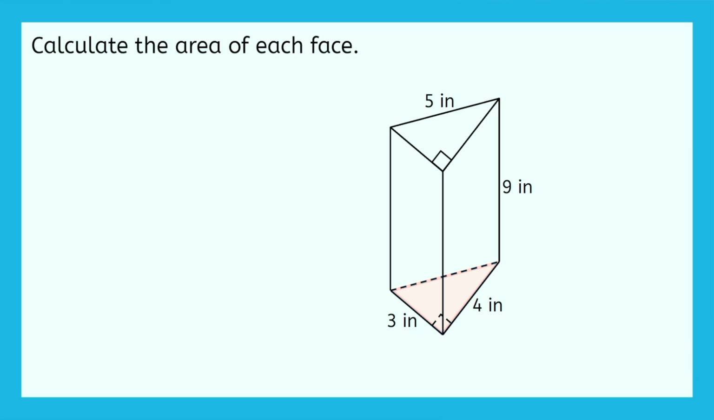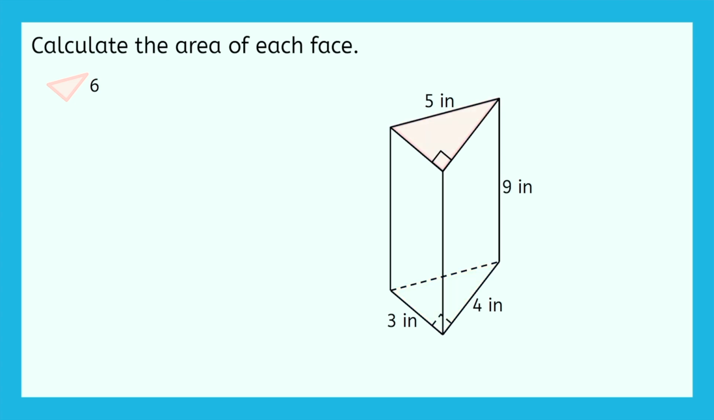Since 3 and 4 meet at a right angle, those are the base and height of the triangle. 1/2 times 3 inches times 4 inches gives us 6 square inches. I'm going to keep track of the areas of all the faces over here along the side. You can decide how you'd like to keep track of all the areas on your paper. Maybe you do something similar to me and sketch or jot down a description of each face along with its area. Next, let's calculate the area of the other base.